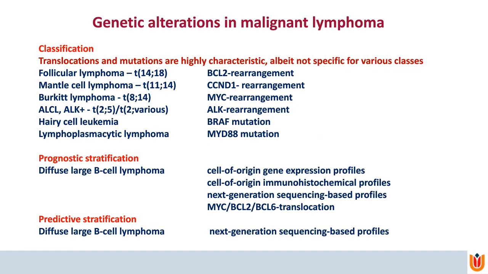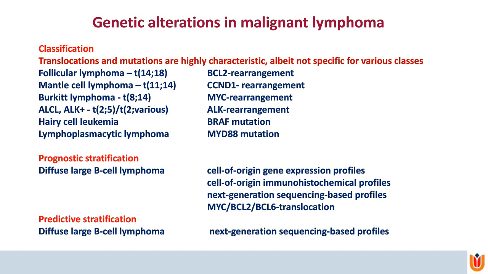Well, genetic alterations in malignant lymphoma are part of the classification, especially as it holds true for translocations and mutations. Many mutations can be found in lymphomas, follicular lymphoma, characterized by 14/18 translocation with BCL2 rearrangements, but also mutations such as the very well-known MYD88 mutation that is so characteristic for lymphoplasmacytic lymphoma. They are characteristic but not specific. This is the classical way to approach the use of genetic alterations.